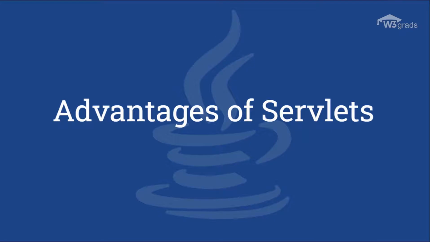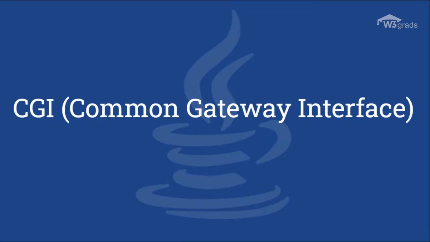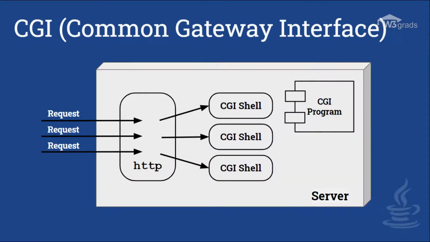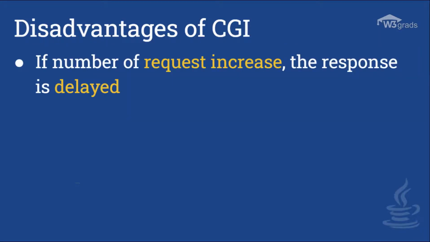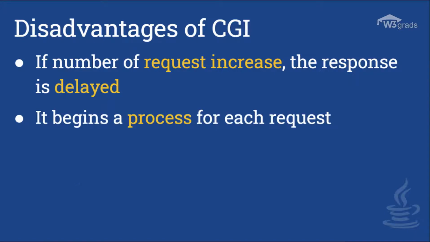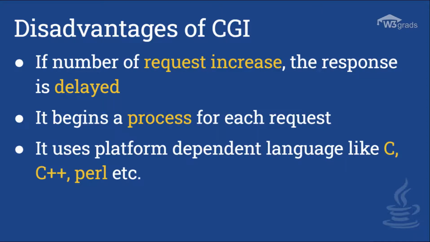But, before we do that, let us quickly look at the Common Gateway Interface or CGI. The following image shows the working of CGI. CGI technology enables the web server to call an external program and pass HTTP request information to the external program to process the request. For each request, it starts a new process. There are many problems in CGI technology, such as if the number of clients increases, it takes more time for sending the response. For each request, it starts a process, and the web server is limited in starting processes. It uses platform-dependent languages, for example, C, C++, Perl.